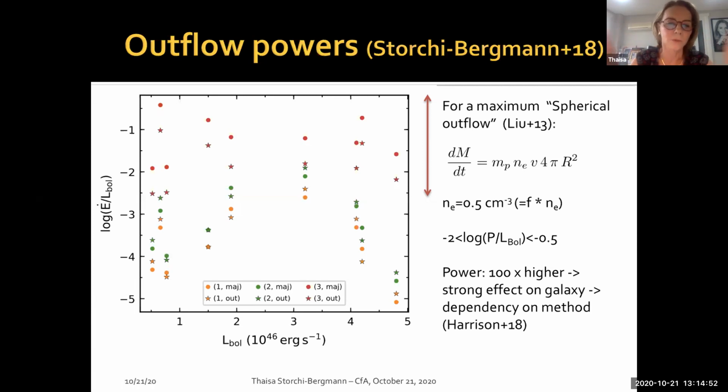So the message I would like to convey about this study is that you can have a variation of 4 orders of magnitude in the outflow power, depending on the method you use to calculate it. Okay, so this is very impressive.